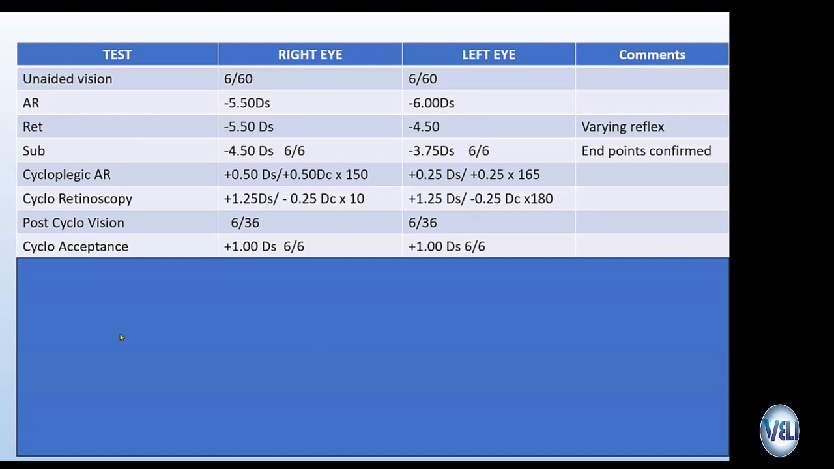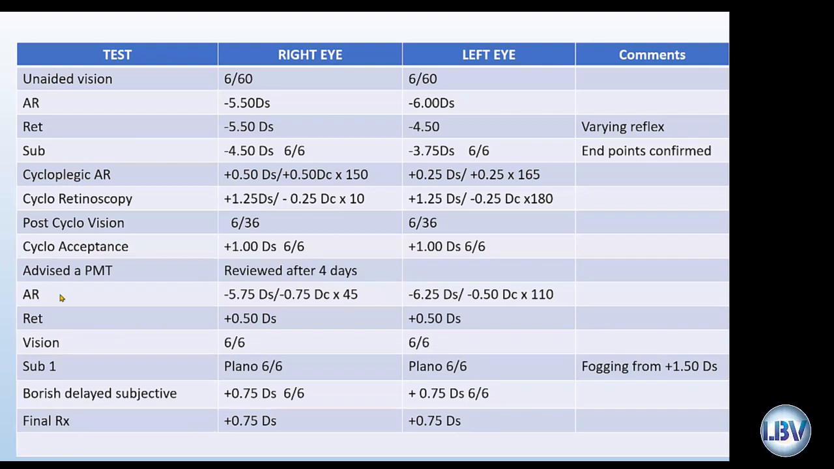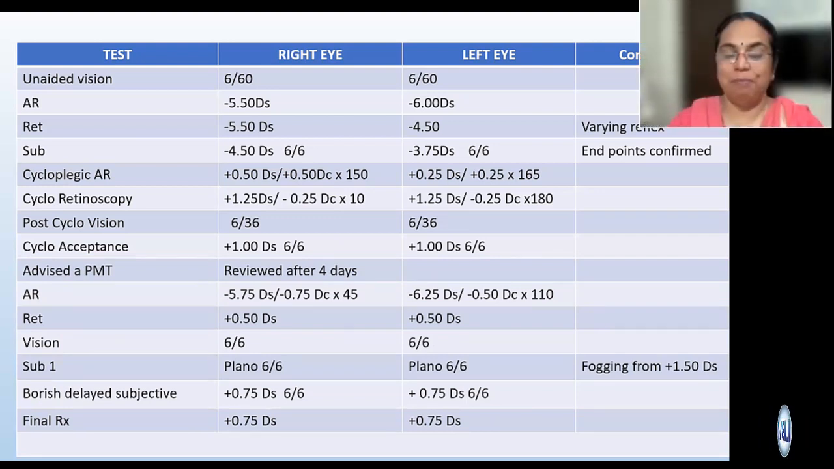Okay. So this is what happened. I reviewed the patient again after 4 days, advising a PMT. I've written PMT here, though I would like to call it a post-cycloplegic test, because everybody understands PMT more than PCT. So I put PMT here specifically. Retinoscopy showed me plus 0.5 at this stage, though AR was still showing a very high minus. Okay. Fogging from plus 1.5 diopters, the patient read 6/6 with plano because the vision was 6/6, right?